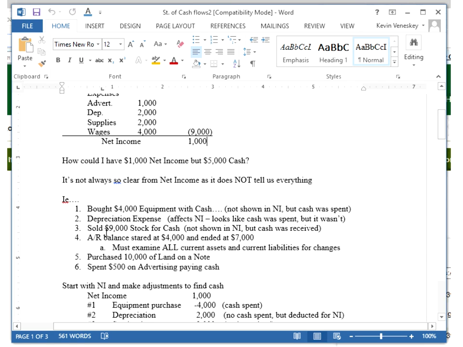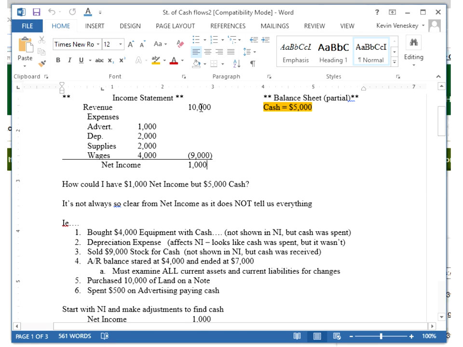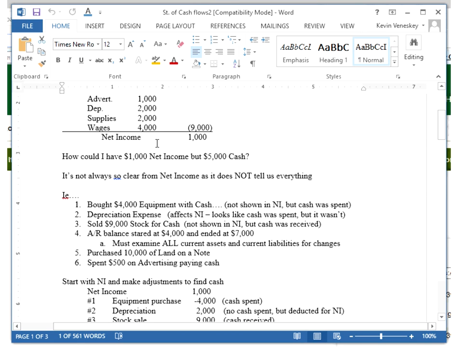Number 3, if we sold $9,000 of stock for cash, just like what we did this last week, well, we would have debited cash and then credited in some form or fashion our common stock and our additional paid-in capital to common stock. Neither of those items, especially the common stock, shows up over here in my income statement. Revenue is not common stock. Common stock is its own owner's equity account. So that $9,000 coming in didn't show up anywhere.